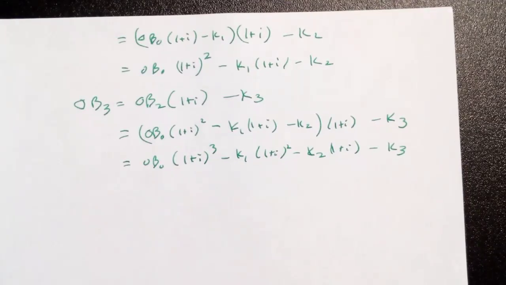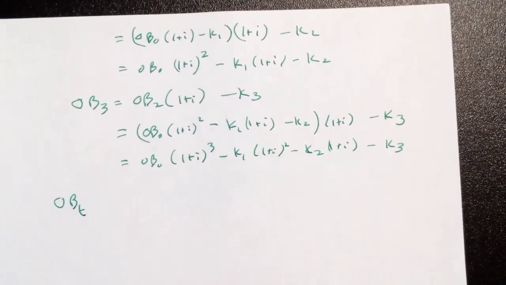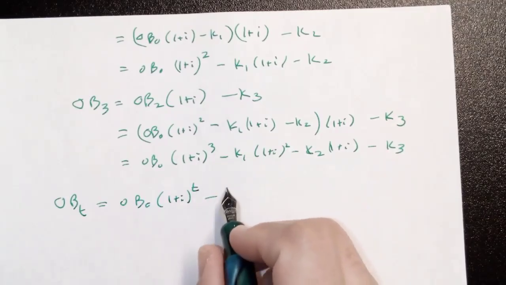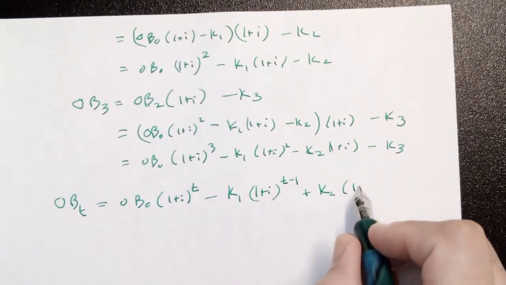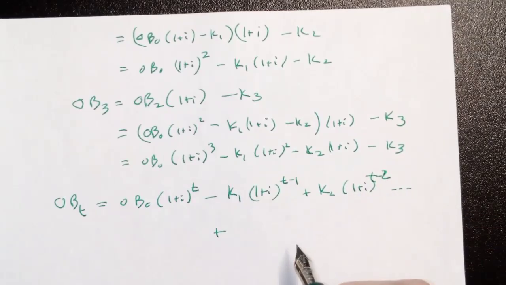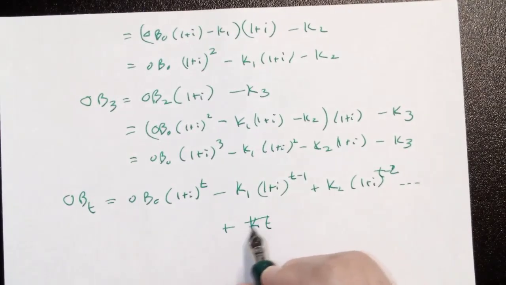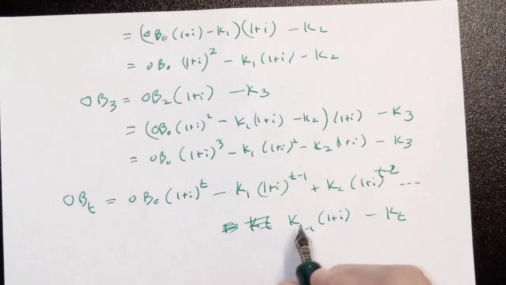I've got what looks like a geometric series going on here in terms of all of these other pieces being multiplied by decreasing powers. OBT is going to be OB0, 1 plus I to the t, minus K1, 1 plus I to the t minus 1, K2, 1 plus I to the t minus 2, K3, 1 plus I to the t minus 3, all the way down to K t minus 1, 1 plus I, minus KT. That should be a minus sign there.